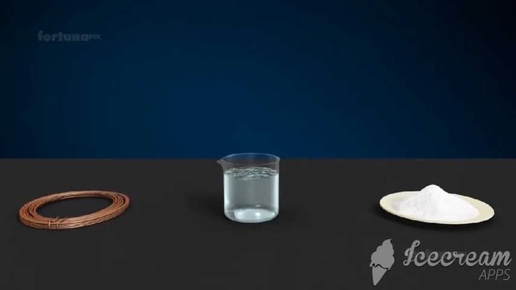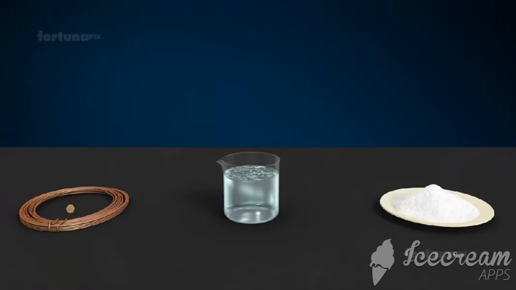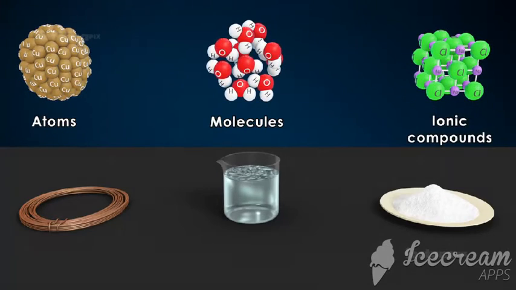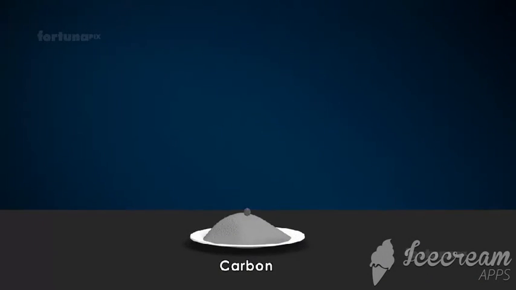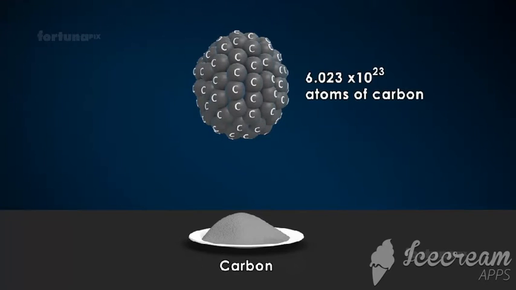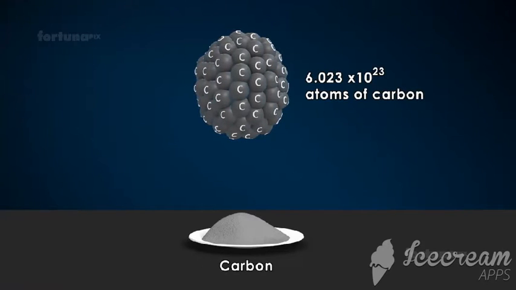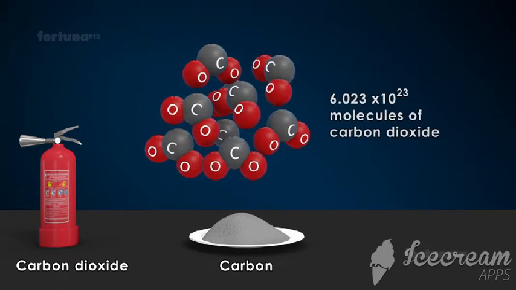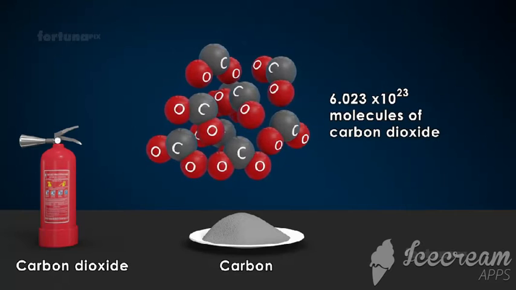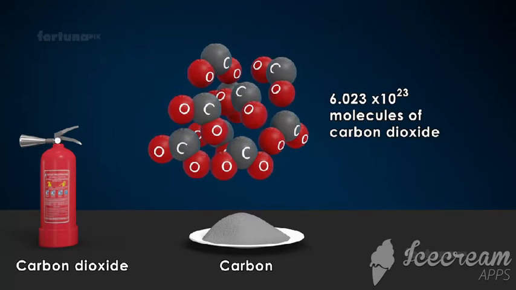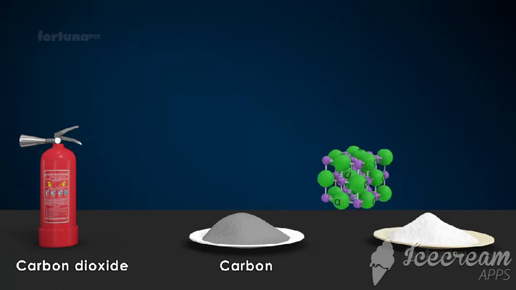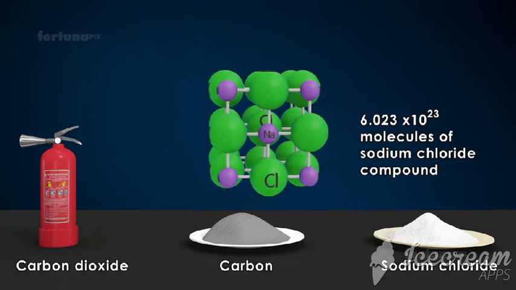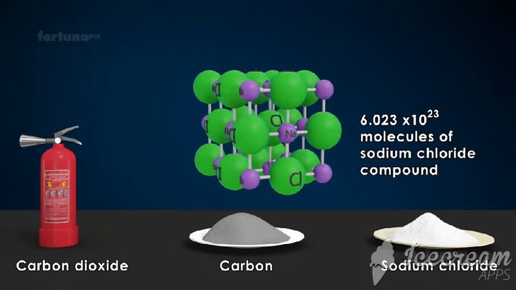According to the concept of a mole, the particle can be atoms, molecules, or ionic compounds. For example, 1 mole of carbon contains 6.023 × 10^23 atoms of carbon. 1 mole of carbon dioxide contains 6.023 × 10^23 molecules of carbon dioxide. And 1 mole of sodium chloride contains 6.023 × 10^23 compounds of sodium chloride.